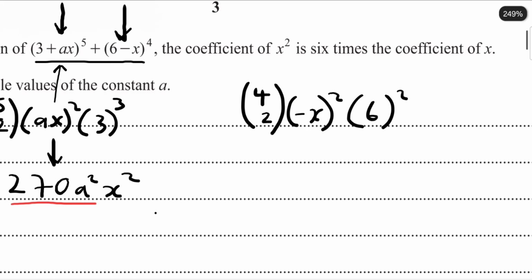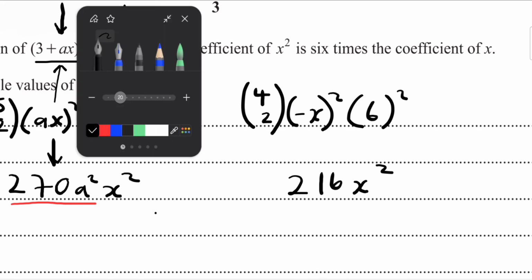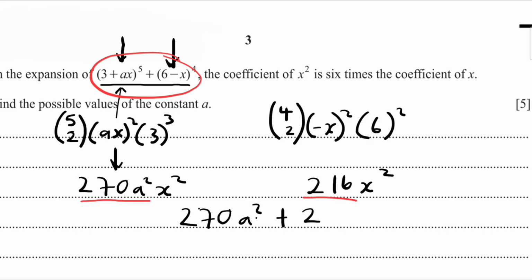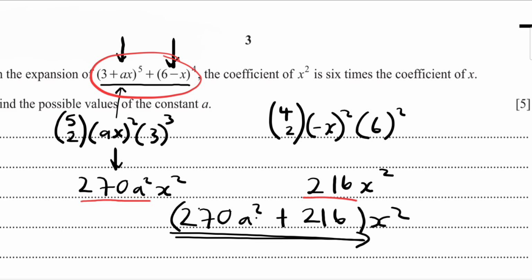And for this, it's 4 choose 2, then you get 216x squared. So the coefficient will be 216. For us to get the overall coefficient for this whole expression, we then say 270a squared plus 216. This will be the coefficient of x squared for that whole expression.